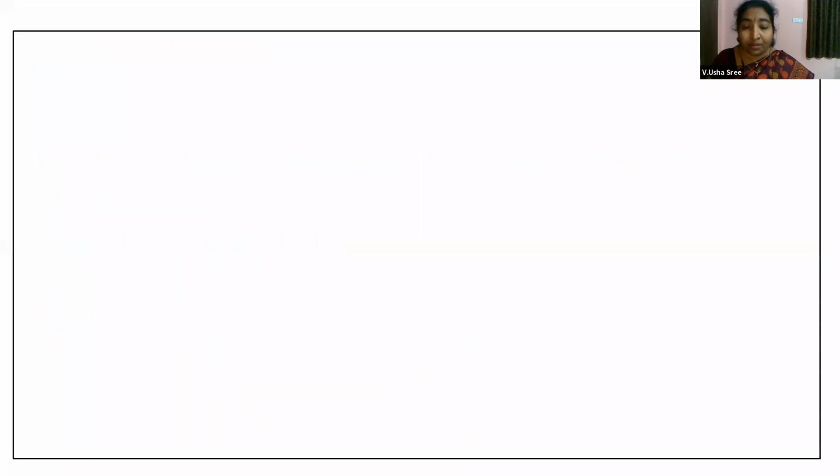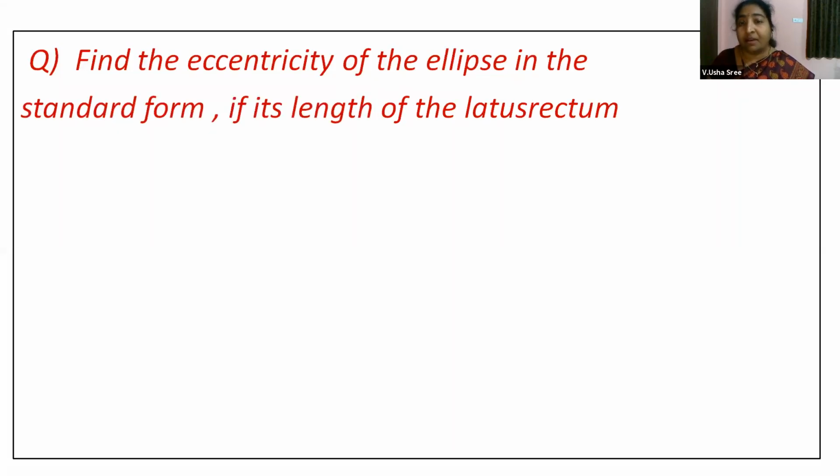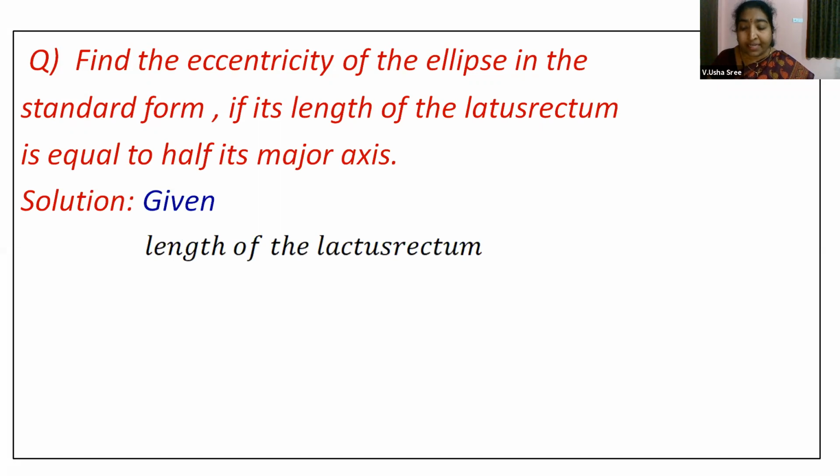Now, we'll start with: find the eccentricity of the ellipse in the standard form if its length of the latus rectum is equal to half its major axis. Now, this is your question. Point by point, we'll try to analyze and put that in the form of mathematical statements. What is given to you? You are given that the length of the latus rectum is equal to half the major axis, isn't it?